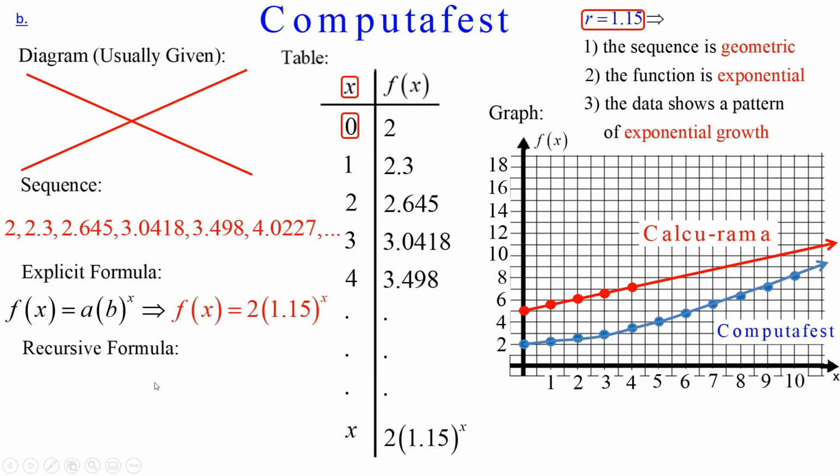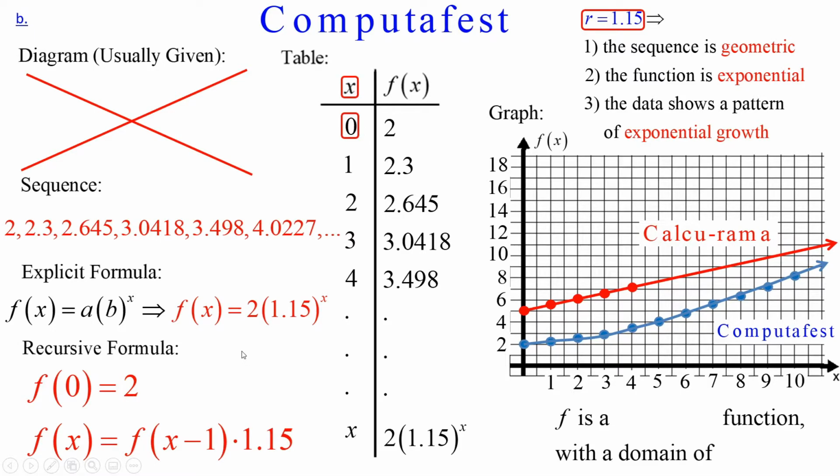Okay, now the recursive formula. F of blank equals blank. Look at the first point. My x is 0. F of 0. And what does f of 0 equal? 2. And then f of x equals f of x minus 1. And what's my pattern of change? What did we do every time? We multiplied by 1.15. Finally, we already decided this would be a continuous function. And again, I'm starting at year 0 and I'm going to infinity. So I'm going to do the same interval notation, 0 to infinity.